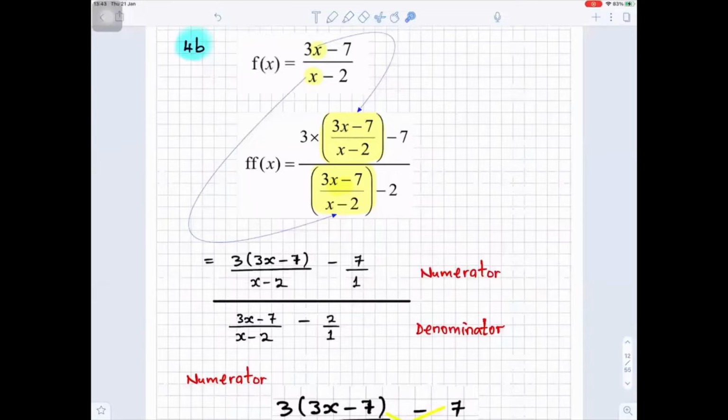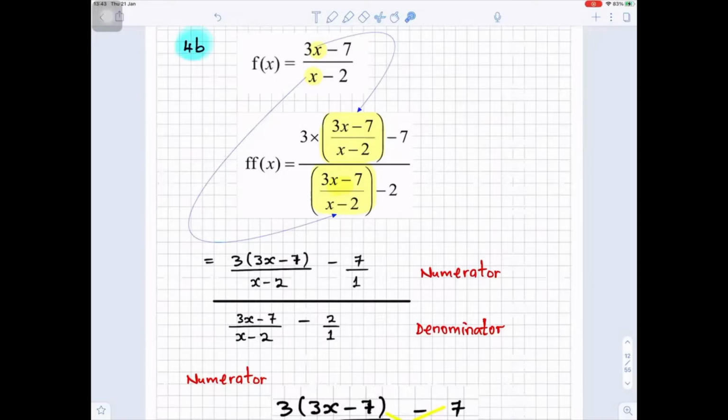For question 4b, we want to find f squared of x. So we will substitute f of x to replace x in f of x. If you follow that blue line I've put, that's f of x, that will replace the x in f of x. So we would have the expression 3 bracket 3x minus 7 over x minus 2 minus 7 over 1, all over 3x minus 7 over x minus 2 minus 2 over 1. So we have numerator and denominator.